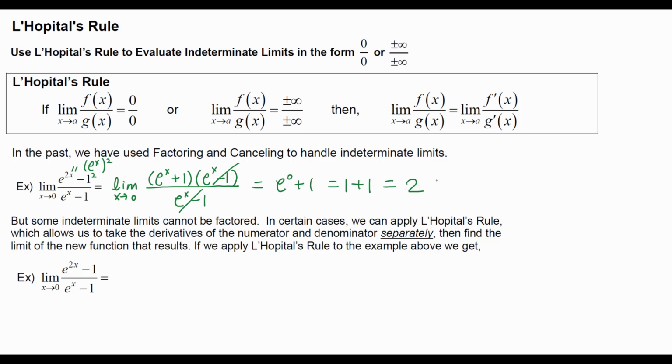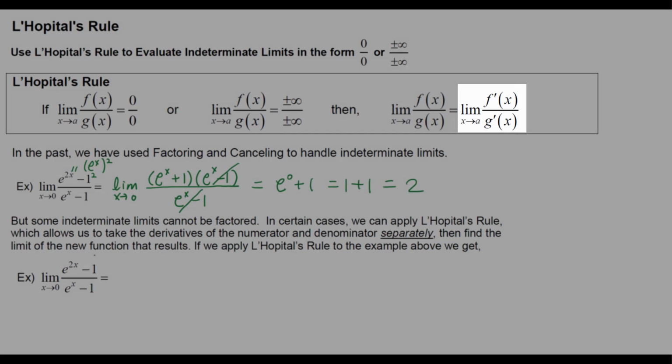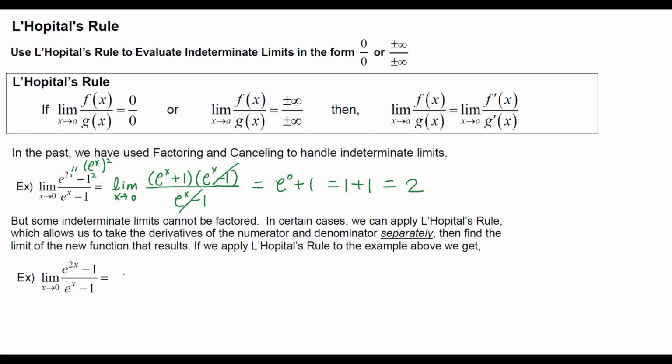So you get 2. But L'Hopital is saying now, when you try to calculate the limit, if you get 0 over 0, then just take the derivative of the numerator function over the derivative of the denominator function, and then you can plug 0 for x. So let's do that now.